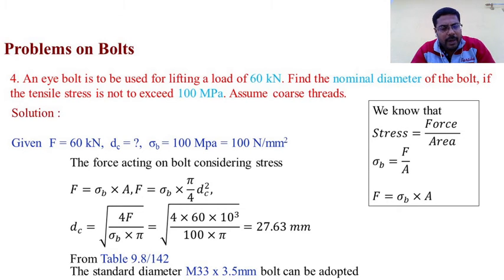So from the table 9.8 divided by 1.2, the standard diameter is 33 into 3.5 mm bolt, which can be adopted easily. This is the value rounded off to the higher number from the table. So the standard size of the core diameter or nominal diameter of the bolt is M33 and 3.5 mm bolt can be adopted.